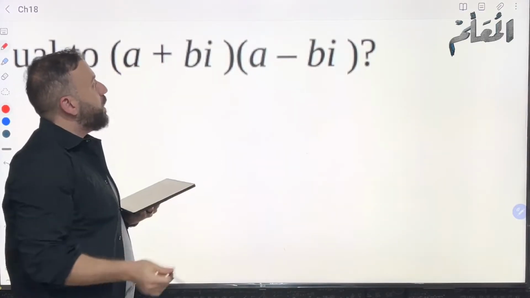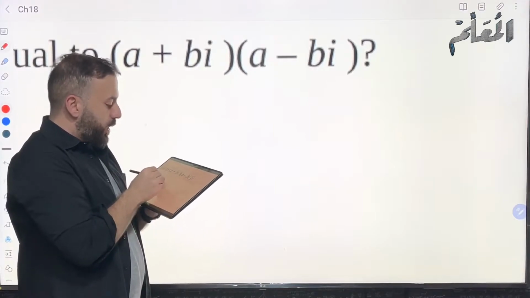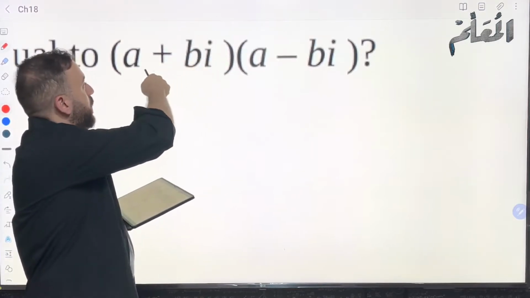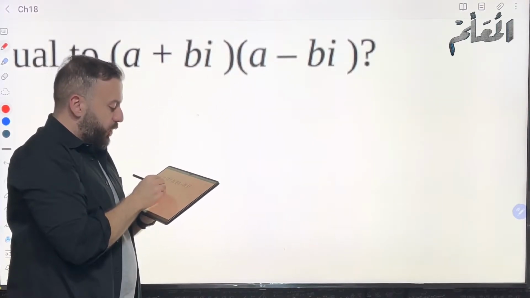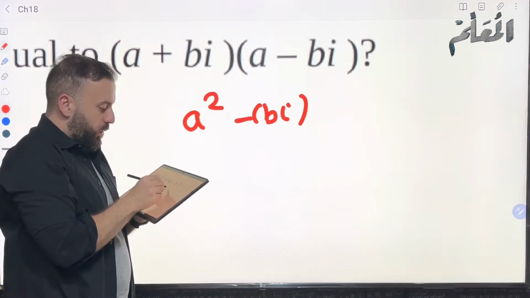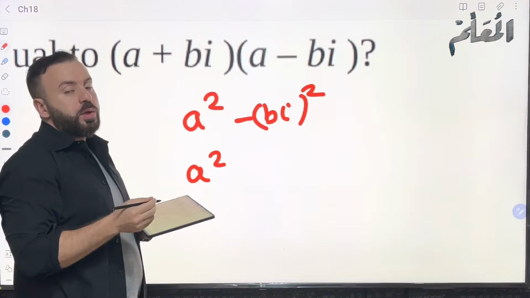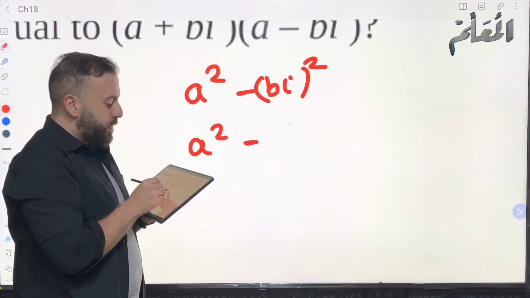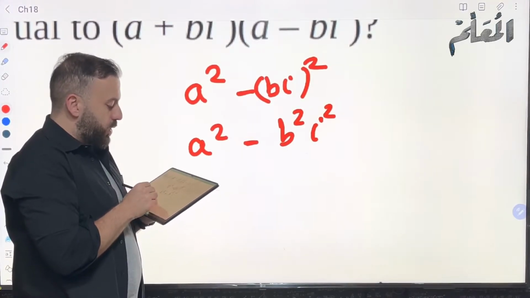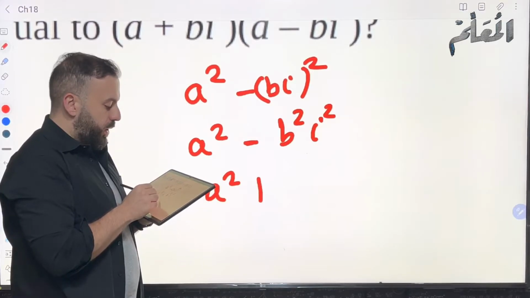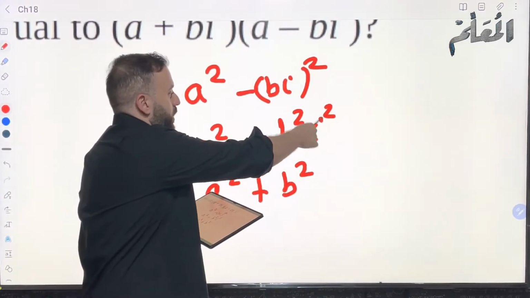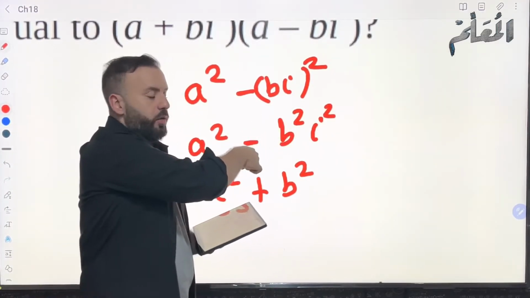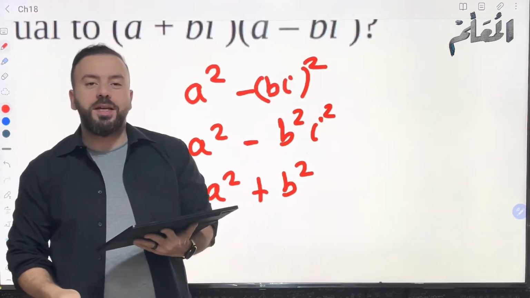What's the value of a plus bi times a minus bi? There's a short way, I don't want to go the long way. A plus bi times a minus bi is straightforward: it's a squared minus bi all squared, the difference between two squares, remember the factorization. So a squared minus b squared i squared. I squared is negative 1, so that's going to be plus b squared, because negative times negative becomes positive. That's the end of question 3.